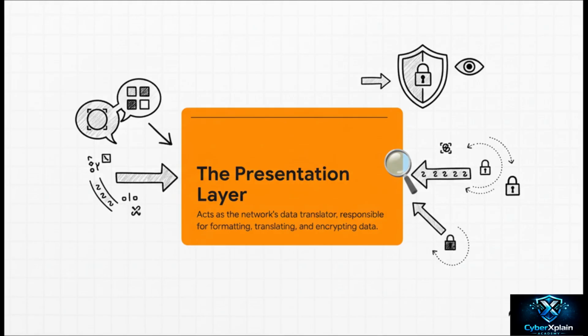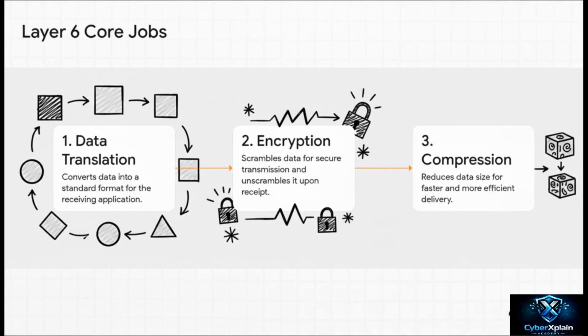Well, think of the presentation layer as a multi-talented expert. It's part universal translator and part top-notch security guard. Its main goal is to get data ready from one application so that the application on the other end of the line can understand it and, more importantly, trust it. It really all boils down to 3 core jobs. First, it translates data into a standard universal format. Second, it encrypts your data for security on the way out and decrypts it when it comes in. And third, it compresses data to make it smaller and faster to send over the network.